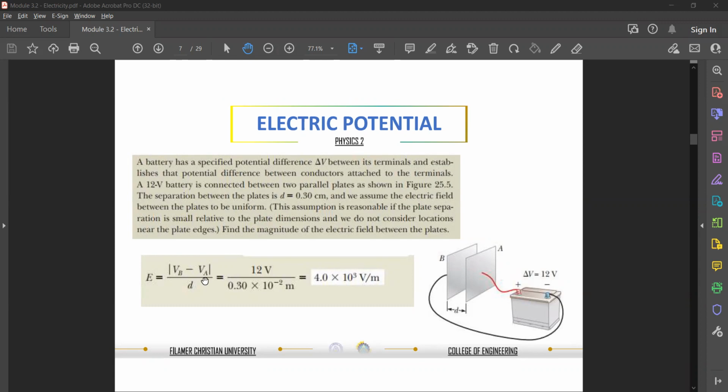Then divided by the distance, or this is just the separation of the 2 plates. So for our example, we have 0.3 centimeter, so we have 0.3 times 10 raised to -2 meters. And the magnitude now of the electric field is equal to 4 times 10 raised to 3 volt per meter. So this is now your magnitude of the electric field in between these 2 plates here. So meron tayong electric field.